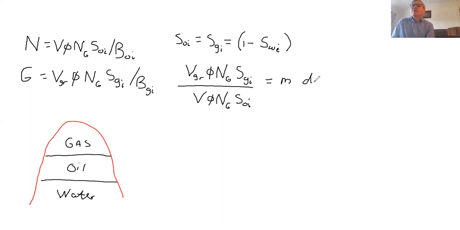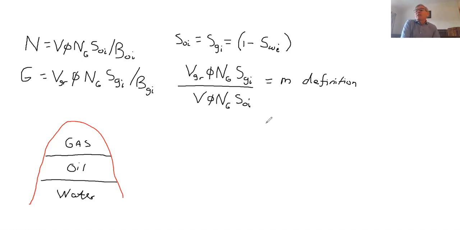And that's just a definition. We define M as the ratio of the gas volume to the oil volume measured at reservoir conditions. You don't need to think too much about it. It just happens that it's convenient in the analysis of material balance of an oil field with a gas cap to think about M rather than G.